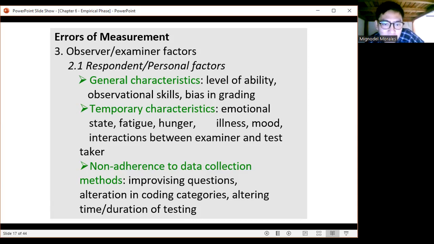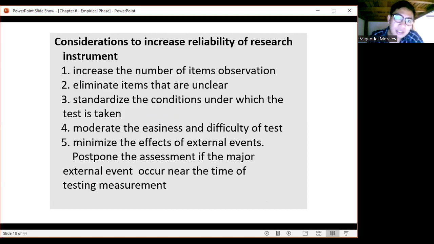Non-adherence to data collection method. So if you have a self-made questionnaire, stick with your self-made questionnaire. And if you have guide questions, stick to your guide questions. And your follow-up question must be related to the answer of the respondents. So, considerations to increase reliability of the research instrument. Number one, increase the number of item observations. So the higher the items per objective, the more accurate and precise, and the more in-depth analysis could be gathered.